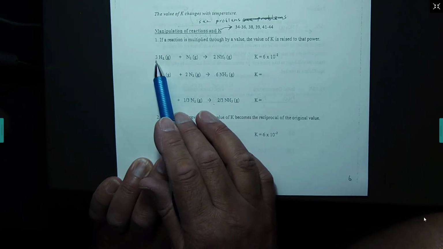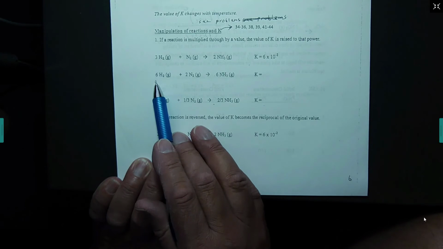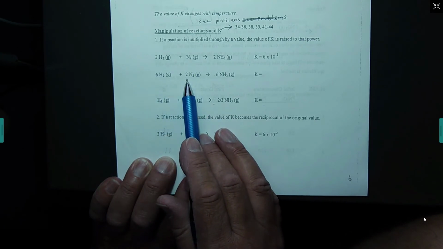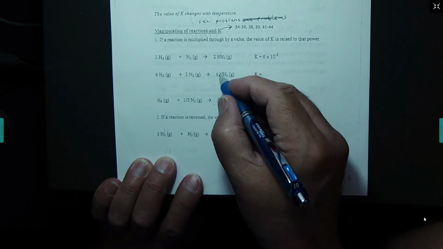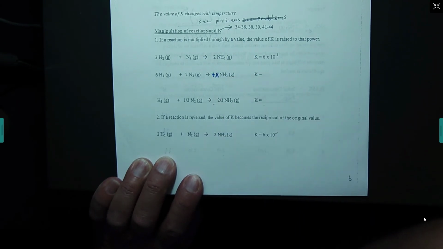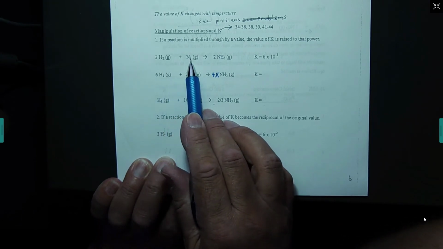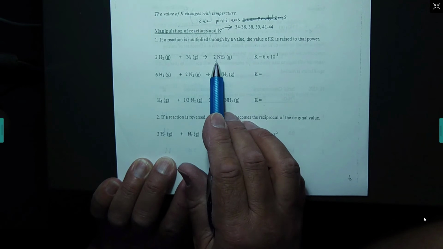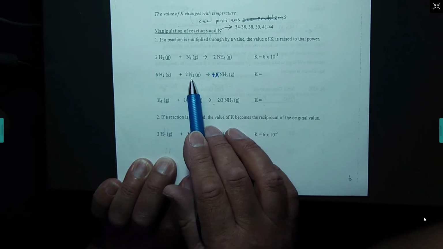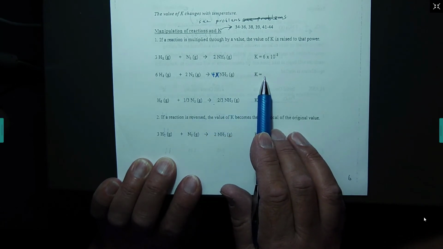If I were to multiply all of these coefficients here by 2, 2 times 3 gives me 6, 2 times 1 gives me 2, 2 times 2 gives me 4. So now instead of saying 3 moles of hydrogen, 1 mole of nitrogen gives me 2 moles of ammonia, I'm saying 6 moles of this react with 2 moles of this to give me 4 moles of this. Guess what? That changed the value of K.